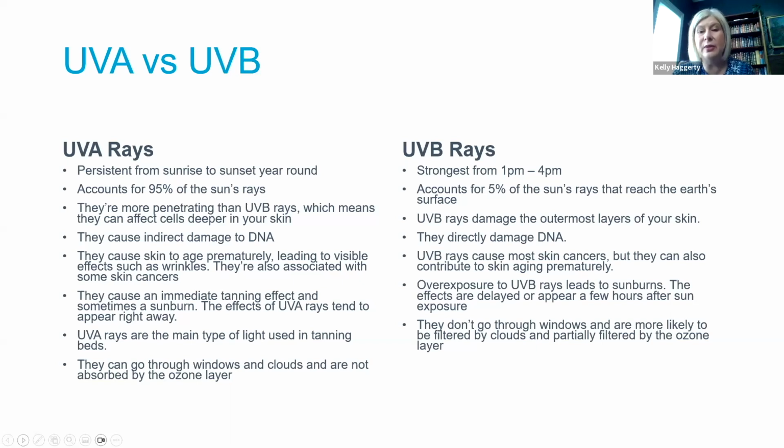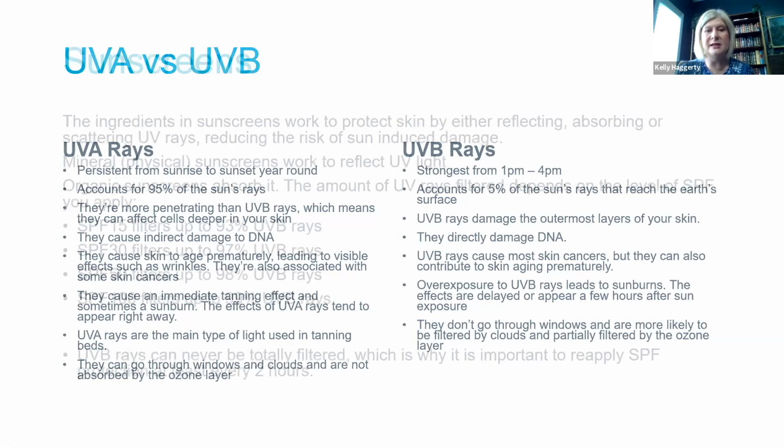Now, in contrast, UVB rays are strongest from 1 p.m. to 4 p.m., and they account for about 5% of the sun's rays that reach the Earth's surface. UVB rays damage the outermost layers of your skin, and they directly damage DNA. UVB rays cause most skin cancers, but they can also contribute to skin aging prematurely. Overexposure to UVB rays leads to sunburns. The effects are delayed or appear a few hours after the sun exposure. They don't go through windows, and they are more likely to be filtered by clouds and partially filtered by the ozone layer.